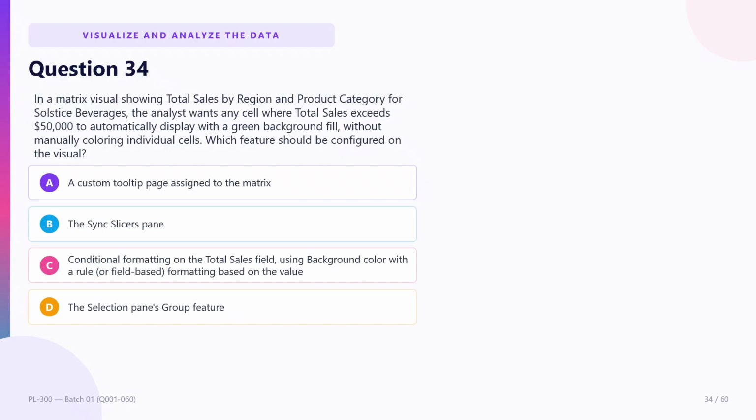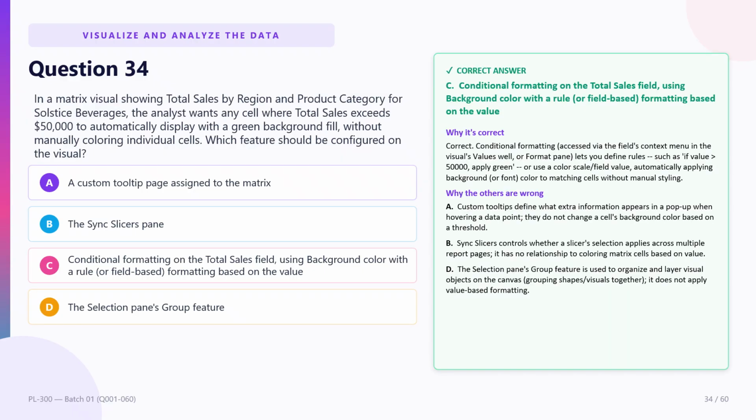Option A. A custom tooltip page assigned to the matrix. Option B. The Sync Slicers pane. Option C. Conditional formatting on the total sales field using background color with a rule or field-based formatting based on the value. Option D. The Selection pane's Group feature. Take a moment and make your choice.